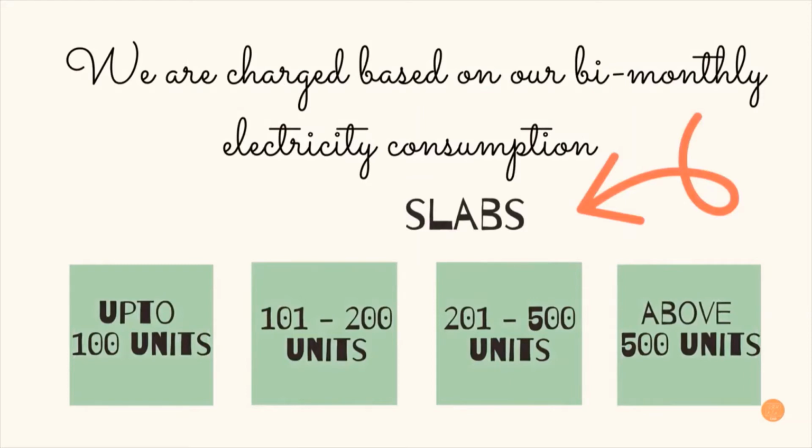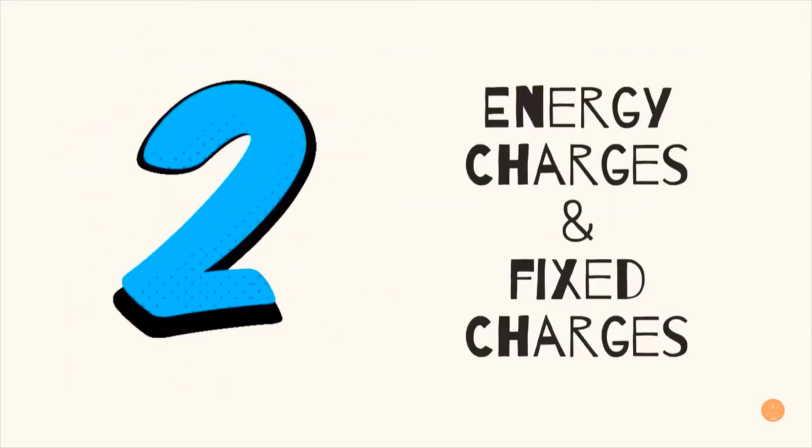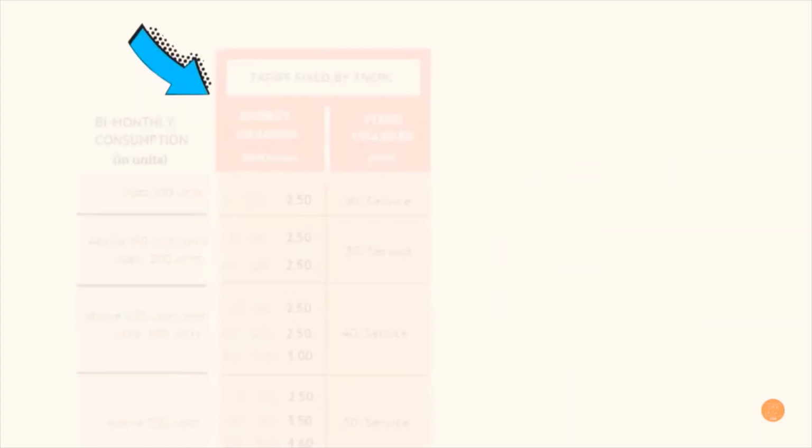Firstly, up to 100 units. Second slab category, 101 to 200 units. Third slab category, 201 to 500 units. And the fourth, above 500 units. Depending upon the slab category that our consumption falls under, the applicable energy charges and fixed charges vary.